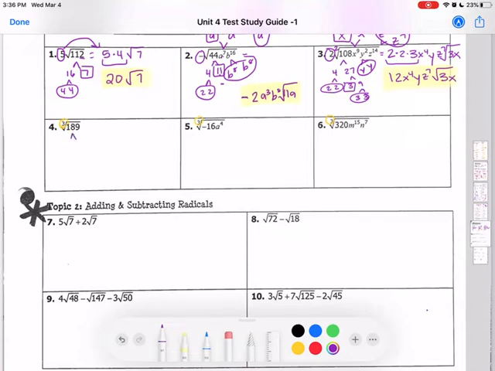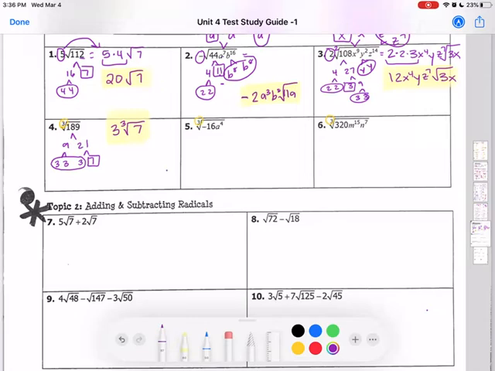So 189, it's not even, it doesn't end in 5, it doesn't end in 0, so I might try dividing it by 9, and that works. I get 9 and 21. 9 splits into 3 and 3, 21 splits into 3 and 7, and so I have 3 3s with a 7 left over. So the 3 comes out, the 7 stays in, and remember I'm taking the third root, so I have to put a 3 there, otherwise it's wrong.